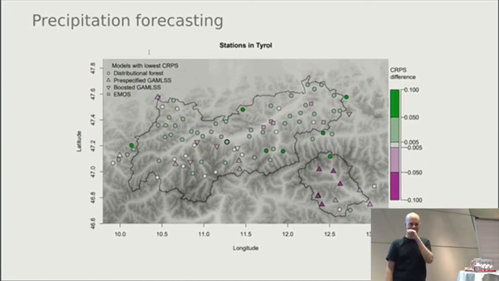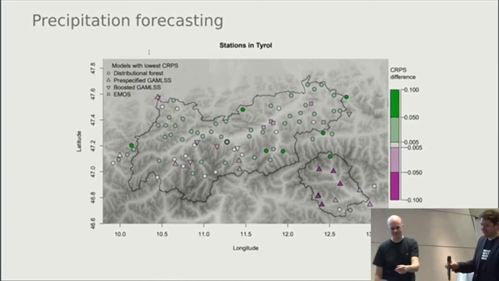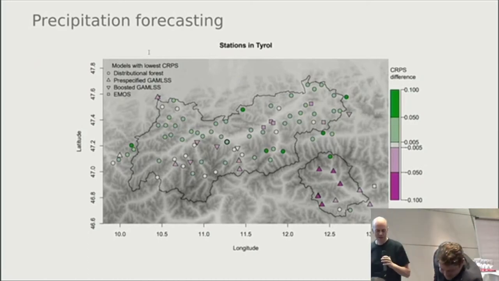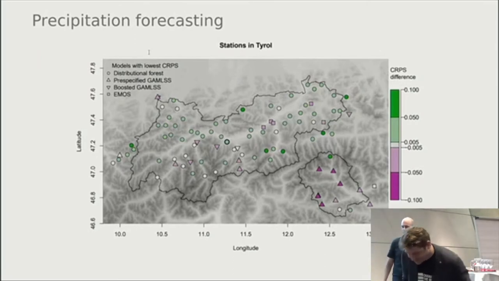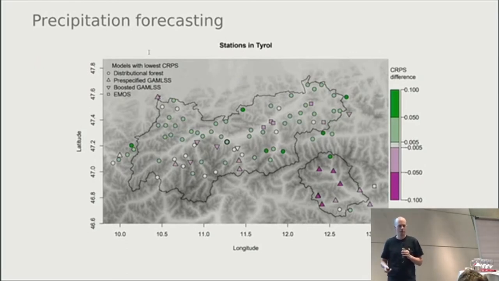Did you look at variable importance? Yes, we did, and I don't have the results here on the slides, but essentially the variables you would expect also showed up there. So for the meteorologists, this was not anything new. It was not like, we discovered something that is linked to precipitation that we didn't know about before. It's just that we use it a bit more efficiently than the other models.